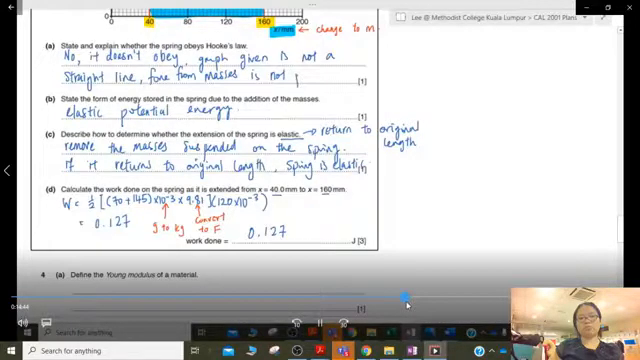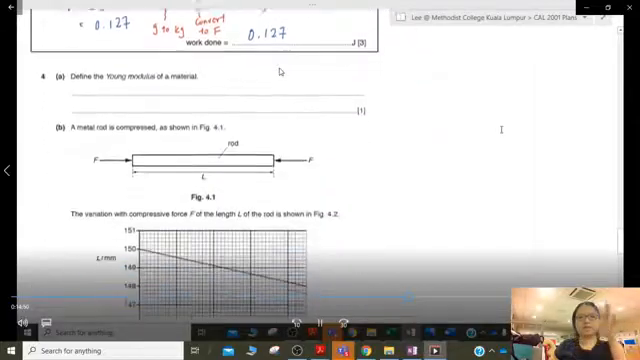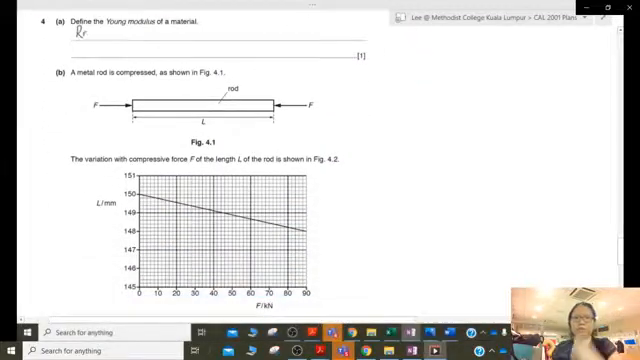Alright, so we're going to move on. By the way, generally when you talk about Hooke's law or you want to explain whether it obeys Hooke's law or not, you need to refer to the graph. The graph given is not a straight line. So I just feel a bit insecure, so I want to add that the force due to the masses is not directly proportional to the extension. Alright, next question. Define Young modulus of a material.